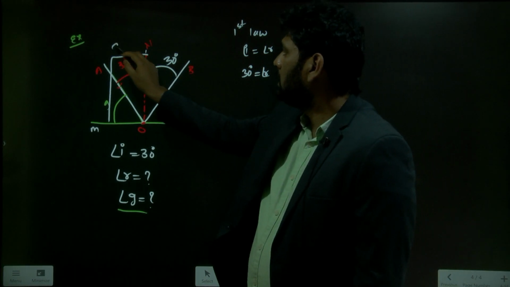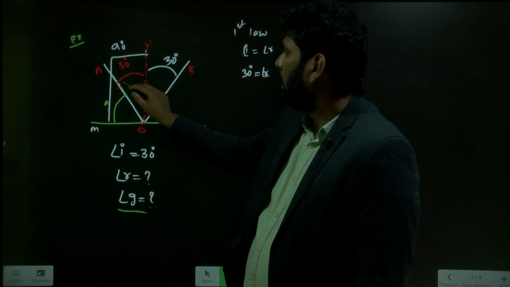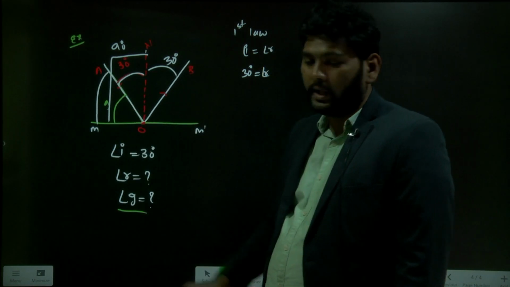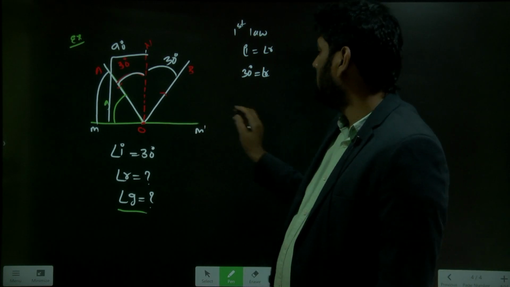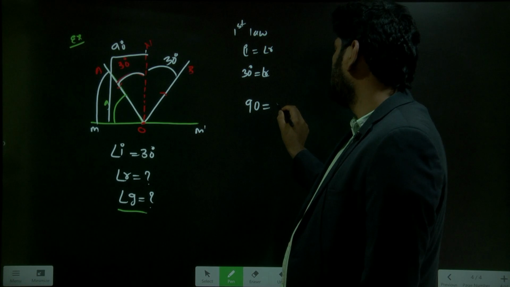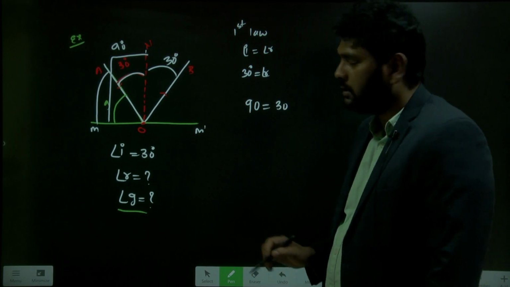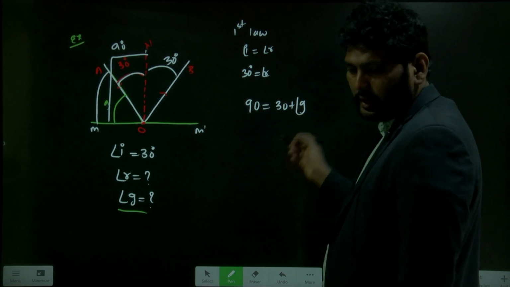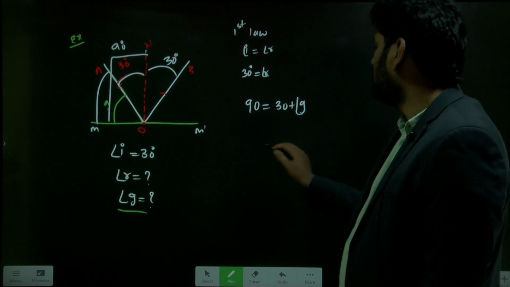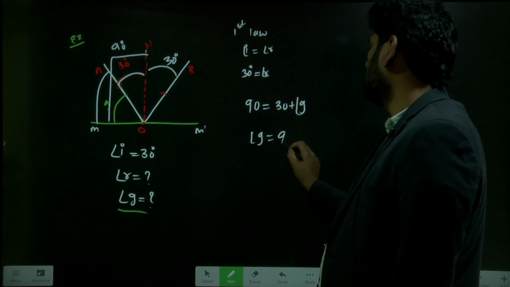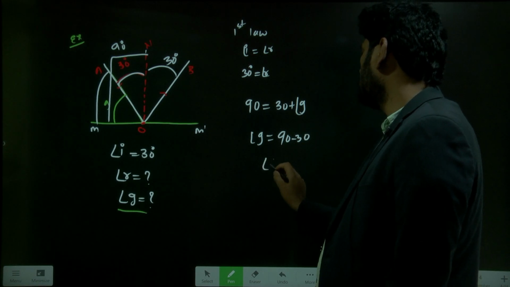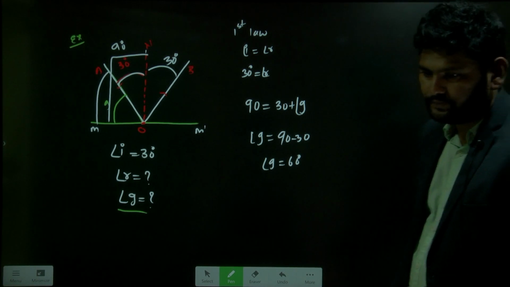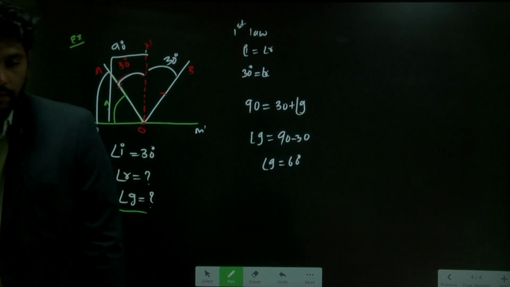In that 90 degrees, one angle is how much? 30 degrees. The remaining angle is this. So 90 degrees is equal to 30, the incident angle, plus the next one, the glancing angle. The remaining angle is nothing but the glancing angle. So glancing angle is equal to 90 minus 30, which is equal to 60 degrees. So our answer is 60 degrees. Got my point? Note down.